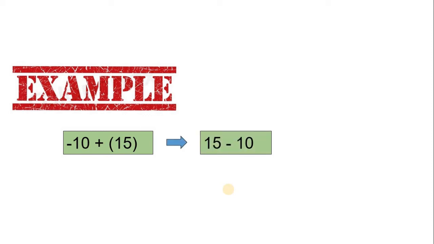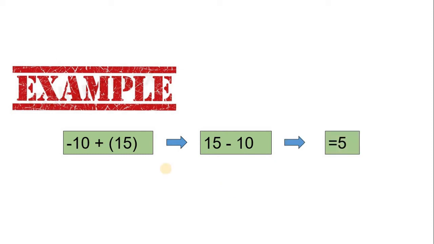So, example, negative 10 plus 15. Okay, so magkaiba yung signs. So, ang gagawin natin, to pretend natin na wala yung mga signs doon. Walang negative, walang positive. And then, gagawin natin is to subtract. Okay? Since maliit yung 10, yung 10, ima-minus natin sa 15. So, then, magiging 15 minus 10. So, the answer is positive 5.